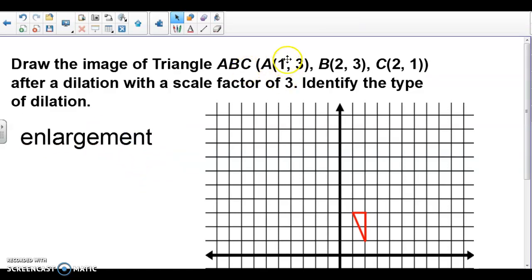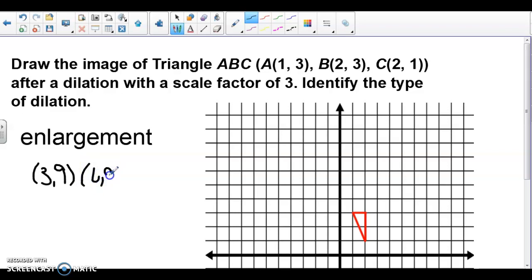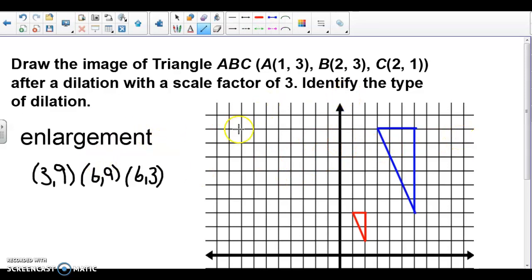Now what we're going to do is multiply all of these vertices by 3. So 1, 3 is going to become 3, 9. 2, 3 is going to become 6, 9. And 2, 1 is going to become 6, 3. I'll go ahead and graph these points so we can see it. Here's our new triangle. So it was an enlargement, and these were the new coordinates, and this is our image.